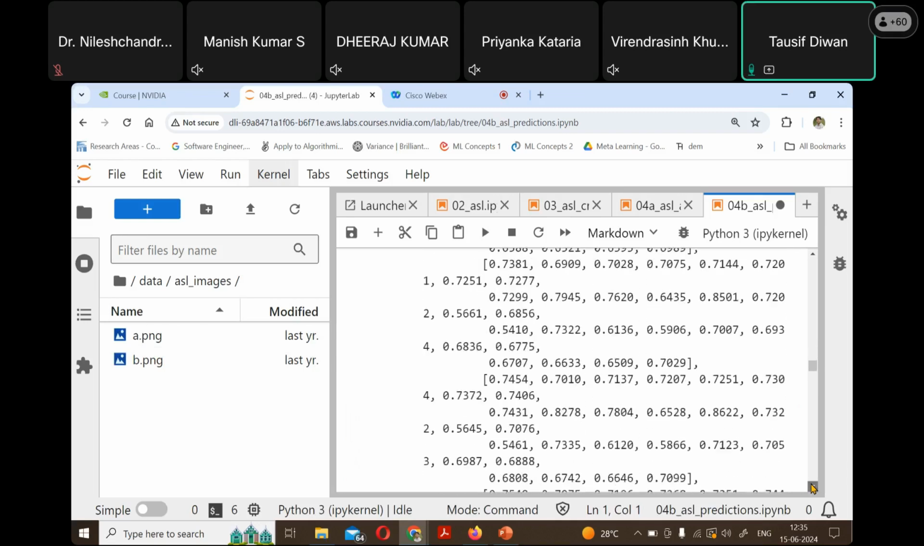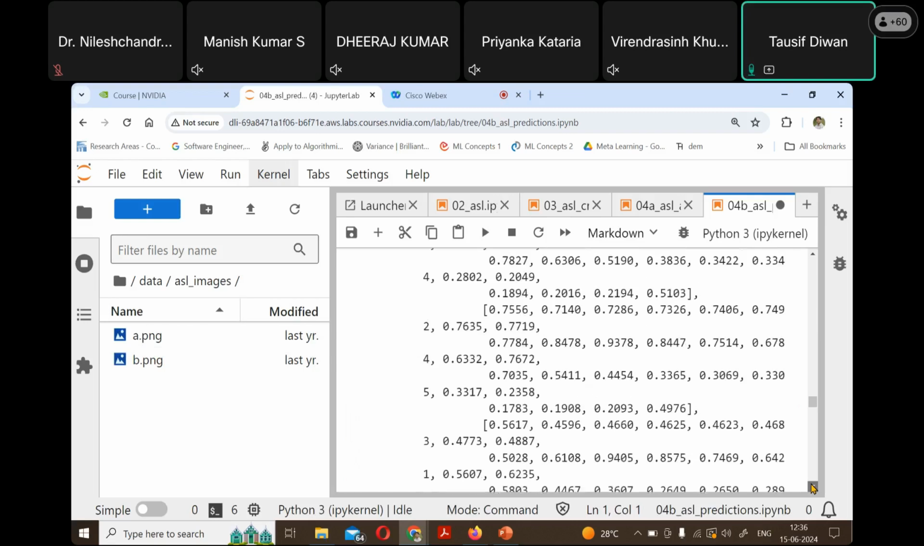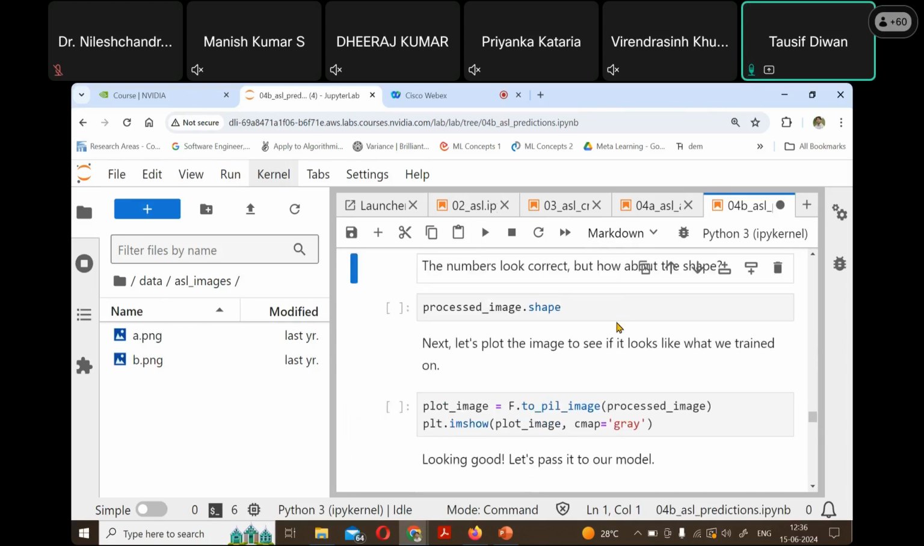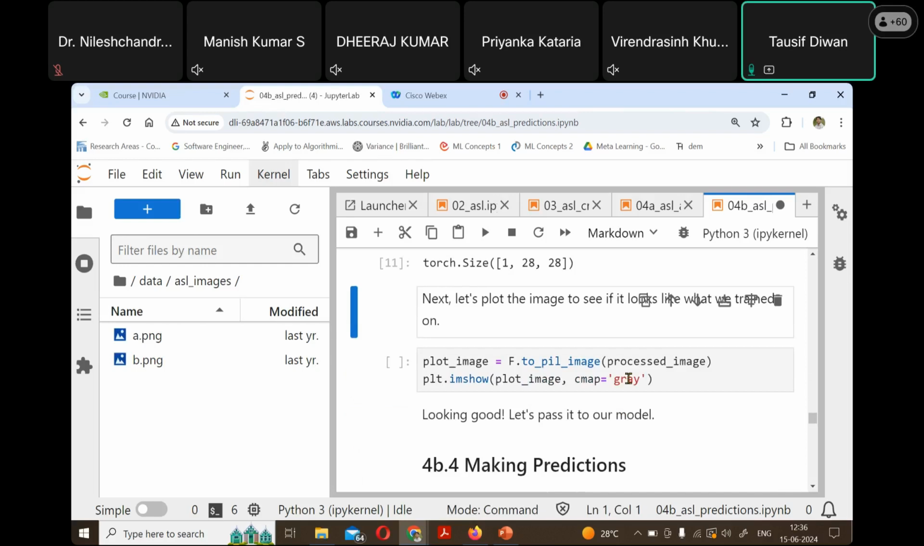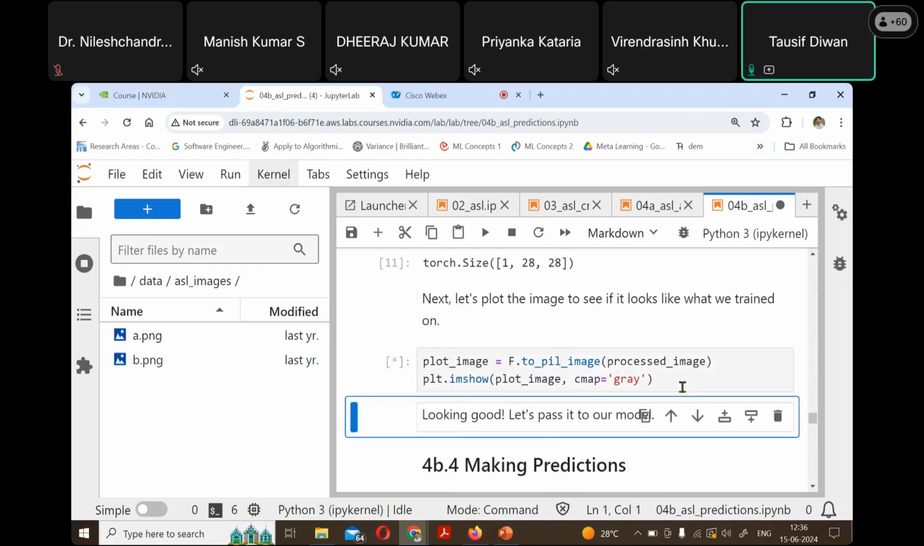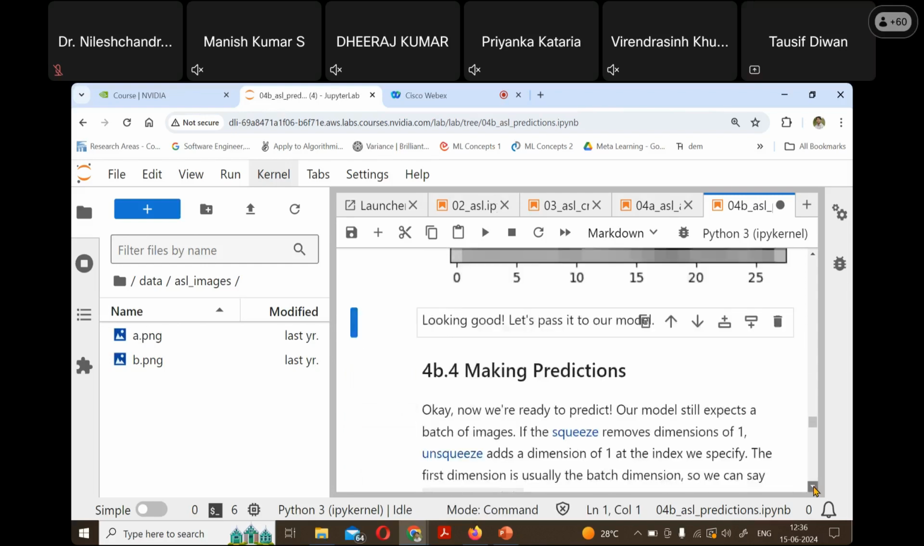So this is my pre-processed image. This time it is 28 by 28. The shape that we can print is 1 by 28 by 28. Now our model can accept this input. We can also print this. So this is my image.